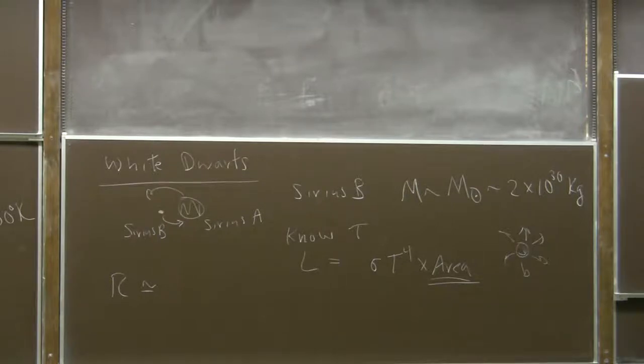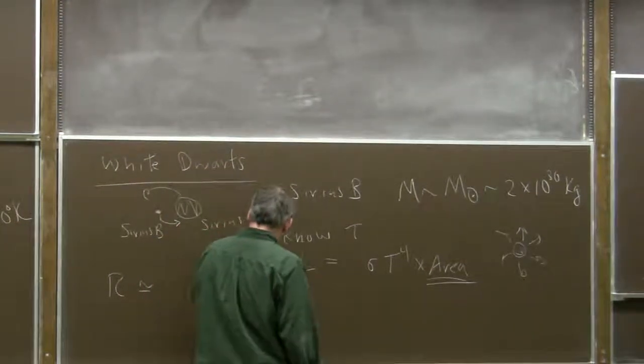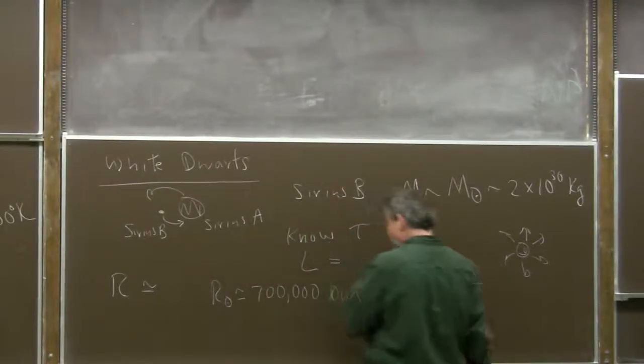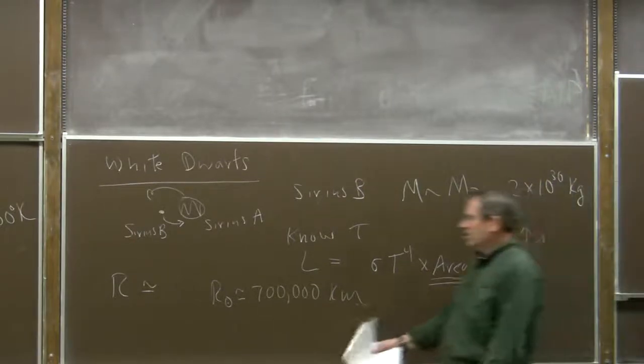Well, how big is the sun? Anybody know how big the sun is? What's the radius of the sun? Yeah, okay, so the radius of the sun is about 700,000 kilometers. And how big is the Earth? 7,000? Yeah, it's like 100 times smaller.